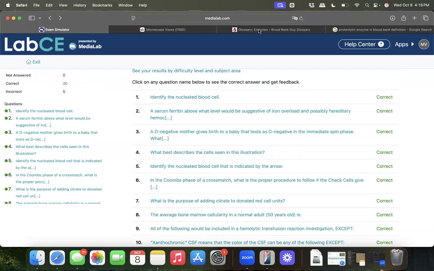Let me stop my share here. Okay, y'all can see me. You guys have a really good hold on blood bank and hematology. We'll try to do this again next month. Since I'm on a break from work, we can really do some more here.